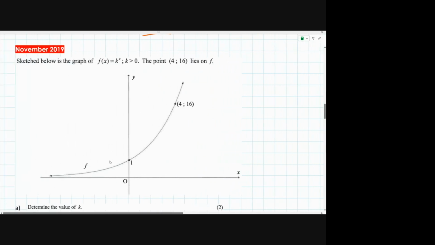Right. So this is 2019's paper. Sketch below is the graph of f of x equals k to the power x. K is greater than 0. So that's important. They've given us a bit of information about k.